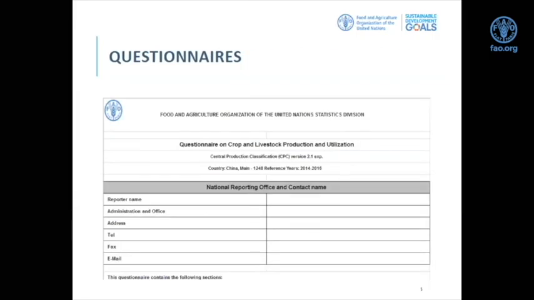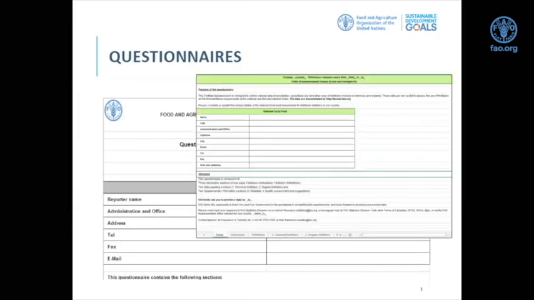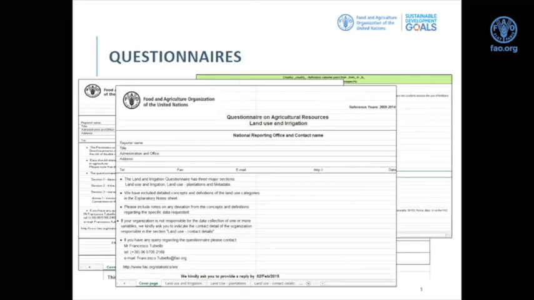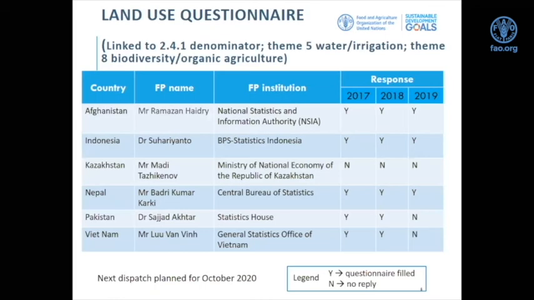These are snapshots of how the questionnaires are visualized. They always come in an Excel format, similar to the questionnaires we have seen for the SDG 2.4.1 indicator. So let me show you now an overview of the focal points for some of the questionnaires in your country, and the responses that we have got in the last 3 years. We kindly ask you to have a look, and in case you know that one is no longer the focal point, please inform us.